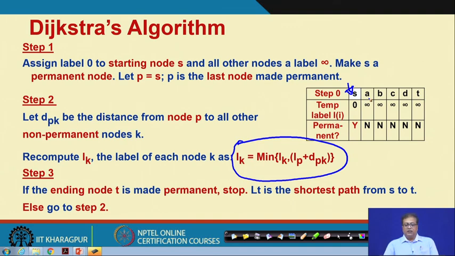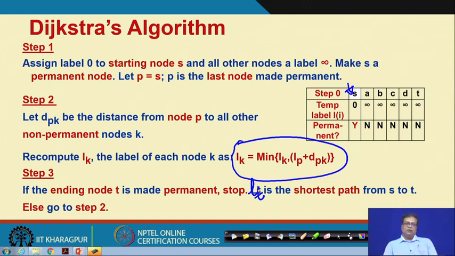So, the shortest path will be the value that you have got, that means the LT, which is the shortest path. This L will not be capital, this will be small. So, LT will be the shortest path from S to T, else go to step 2. All right. So, I will keep on computing.